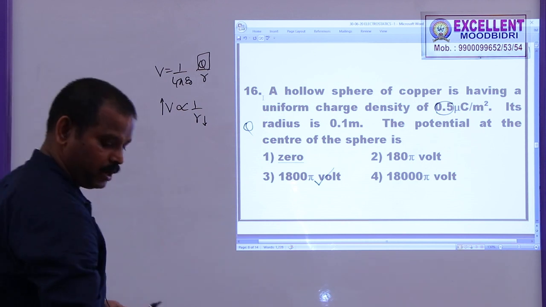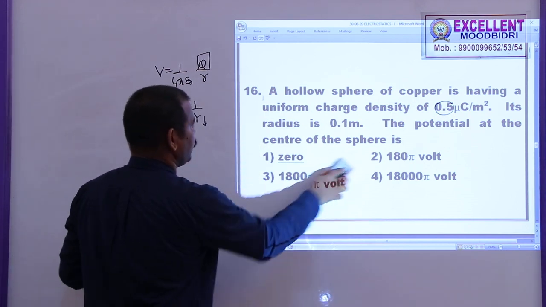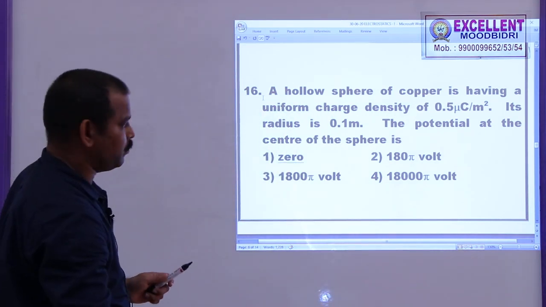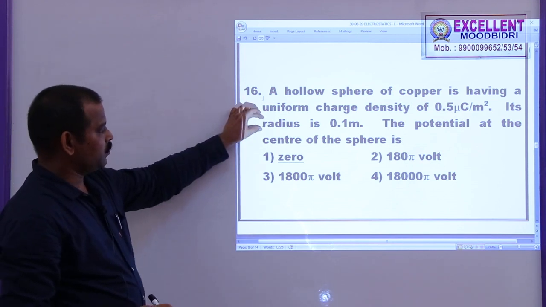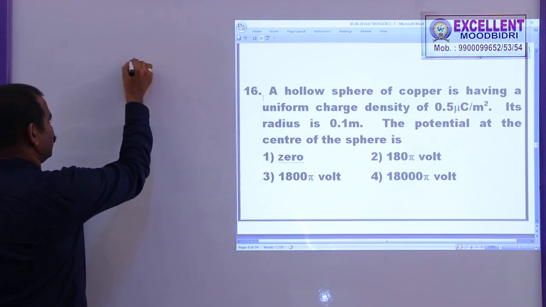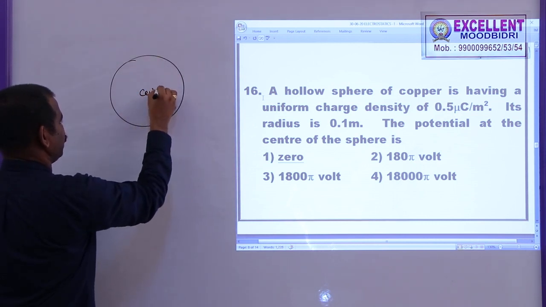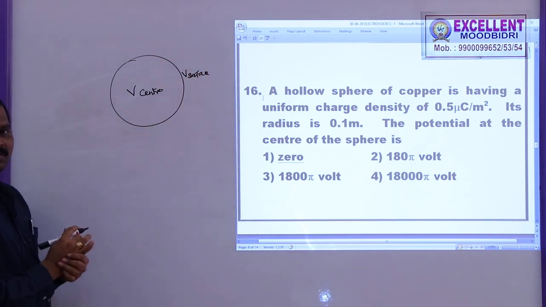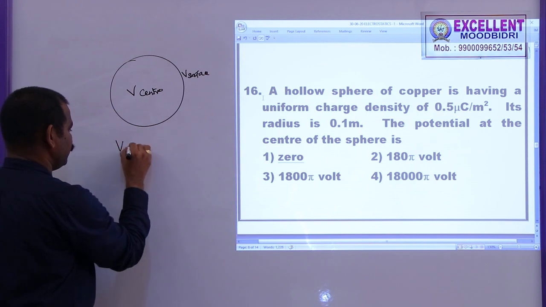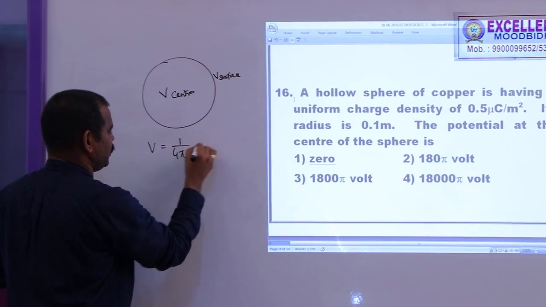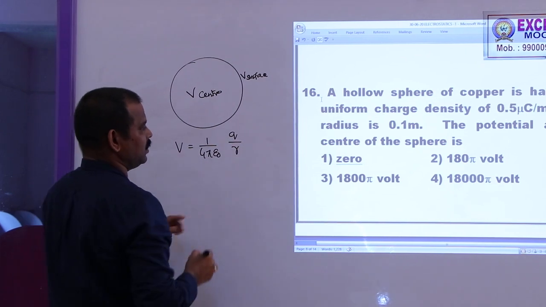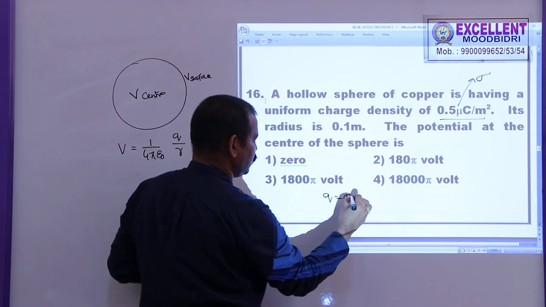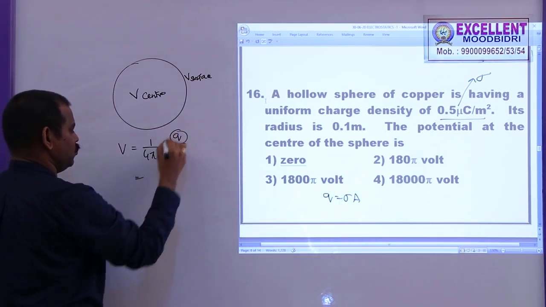Similarly, in the next problem, a hollow sphere of copper has a uniform surface charge density of 0.5 microcoulomb per meter square, radius 0.1. Find the potential at the center of the sphere. The potential at the center of the sphere is equal to the potential on the surface. So if you find the potential on the surface, that will be the potential at the center, which is given by V is equal to 1 by 4 pi epsilon naught q by r. But here the surface charge density sigma is given. So we know that q is equal to sigma into area. In place of q, I am going to write this.